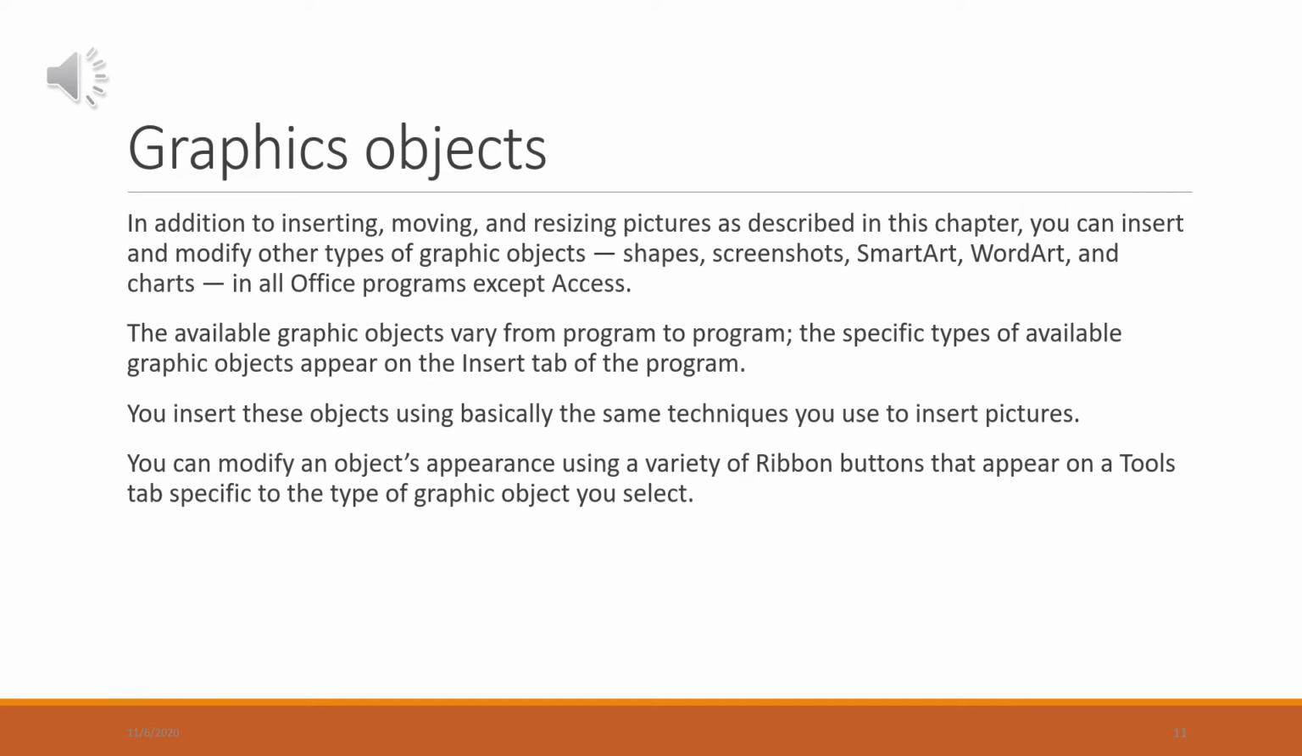More graphics objects can be added to your Word document: shapes, screenshots, SmartArt, WordArt, and charts in all Office programs except Access. And of course, you can add Excel tables and Excel charts. We are going to look at that next week. Let me show you a few of the basic objects that you can insert, and these objects can be inserted using basically the same techniques you use to insert pictures. A picture is a graphic object, and any graphic object can also be treated as a picture.